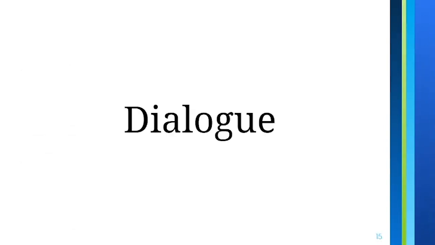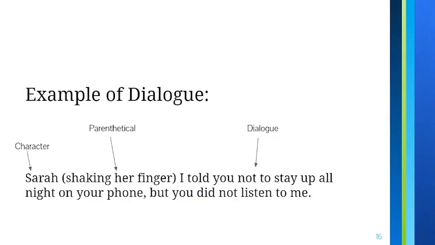Now let's move on to dialogue. Dialogue includes the character's name. In the example video, the characters' names are Wednesday, George, and Michael. While thinking about dialogue, you can also include a parenthetical, which is used within parentheses, but this is optional. Dialogue is the actual words that are spoken. As we can see here, this is an example of dialogue.